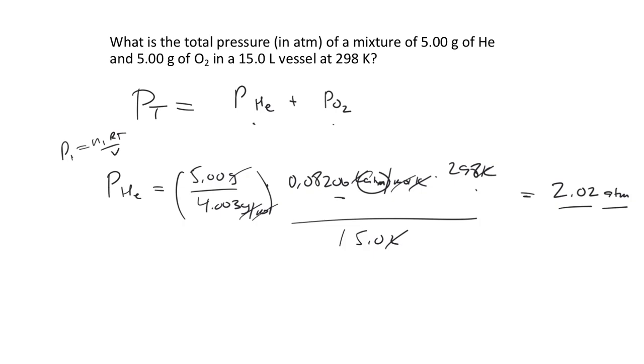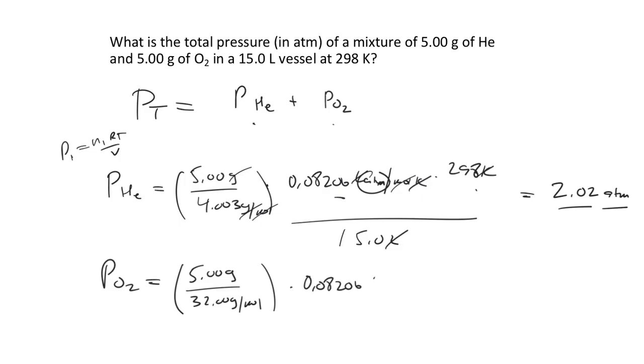And then the same thing for the oxygen. Now we just have a lower number of moles, so that's our moles times R. So it should be a lower pressure because we have far fewer moles.